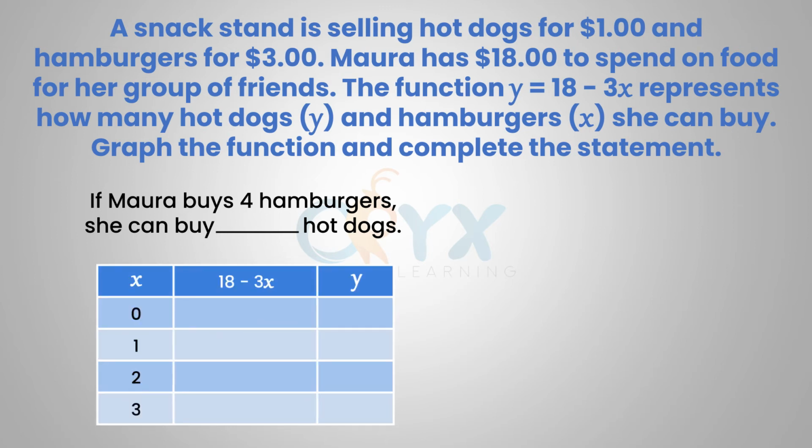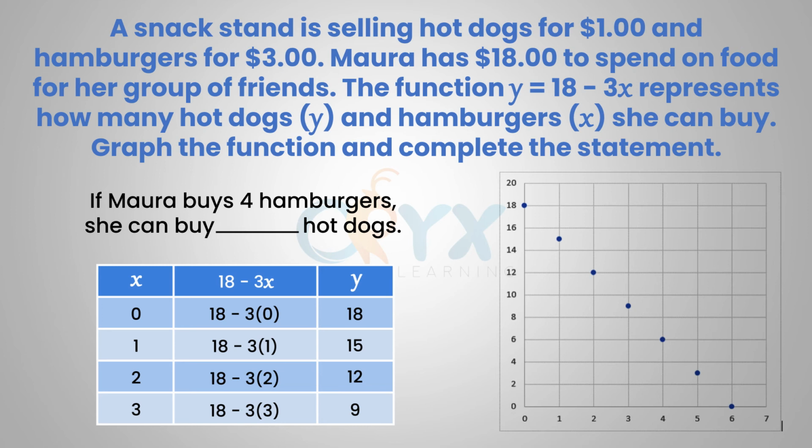So in order to graph the function, let's fill in our table first. Substituting in a 0 for x, I'll get 18 minus 3 times 0, or 18. If I substitute in a 1, I get 18 minus 3 times 1, which is 15. Substituting in a 2, I get 18 minus 3 times 2, which is 12. And substituting in a 3, I get 18 minus 3 times 3, or 9. Plotting these points, I get the following graph. I can see that when Maura buys 4 hamburgers, she can buy 6 hot dogs, as the point 4, 6 is on the graph.